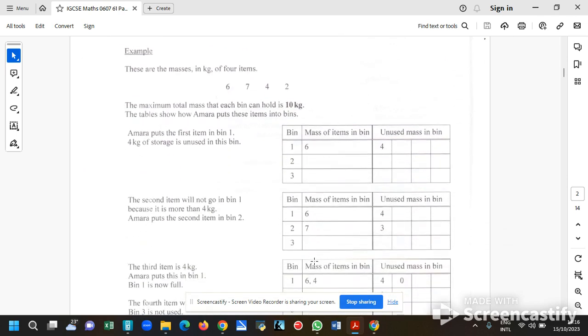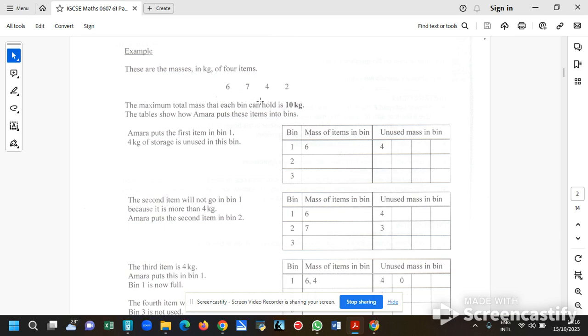For the masses of 6, 7, 4, and 2, you just basically place them in a bin until that bin can no longer hold the next mass and you move on to the next bin. So you can put a 6 in the first bin, which means that there are 4 kilograms of capacity left. The next package has got a weight of 7, so you can't put that into the first bin. There's only 4 available there. It has to go into a second bin, which leaves 3.